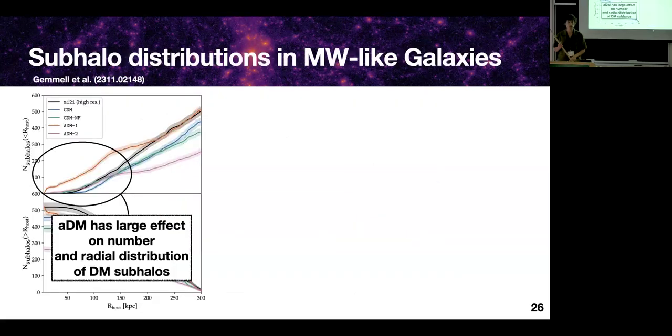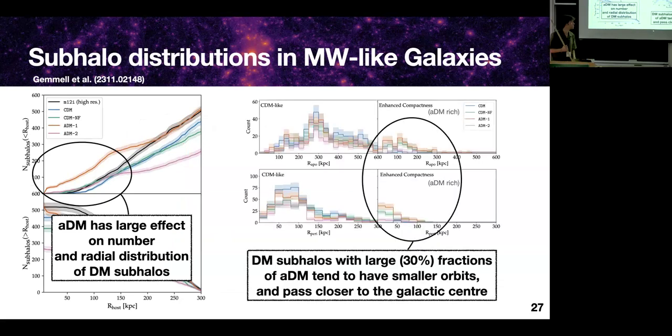From these same simulations, we also looked at the subhalo distributions. You can see ADM can have a large effect on the number and radial distribution of these dark matter subhalos, where we have a large increase in the inner 100 kiloparsecs. To look further into that, we looked at the orbits of these subhalos. The enhanced compactness subhalos, which are ADM rich because they have around 30% fractions of ADM, tend to have much smaller pericenters and smaller apocenters. So they're really circling close to the center of the Milky Way galaxy.